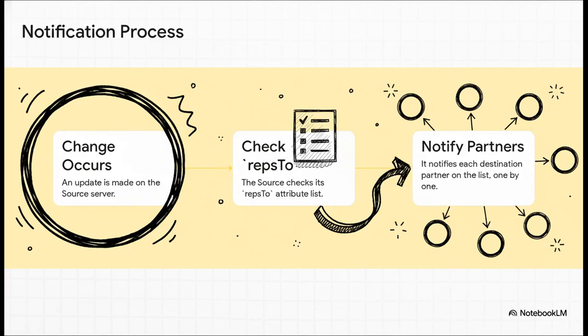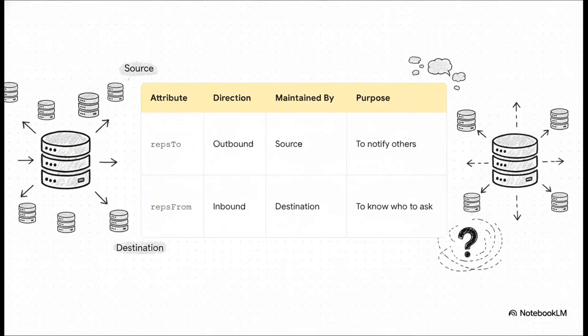And this is, it's elegant, right? When a change happens, the source doesn't just start shouting to the entire network. No way. Instead, it just calmly looks at its reps2 list and notifies only the specific partners who have asked for updates. This cuts down on so much unnecessary network chatter. It's incredibly efficient. Now, to really get this, it helps to look at reps2 and its counterpart, repsFrom. They're literally two sides of the same coin.